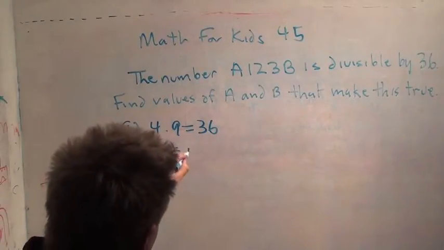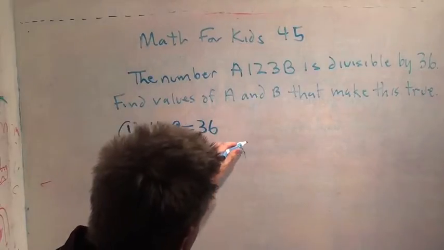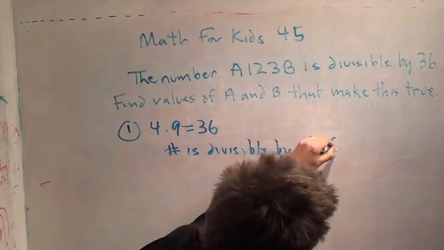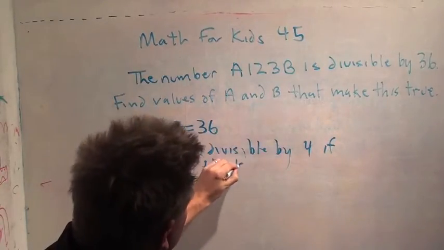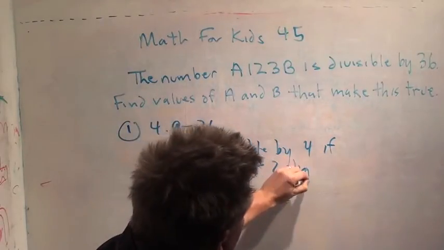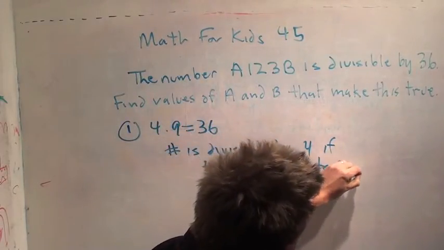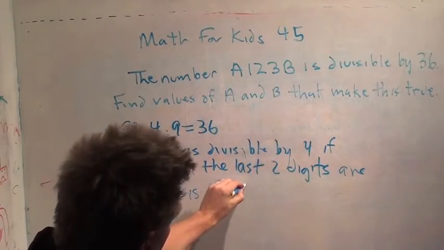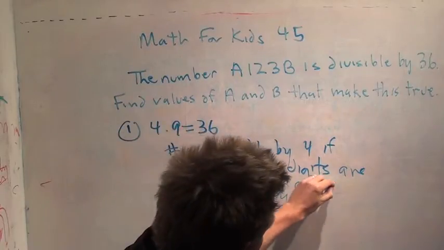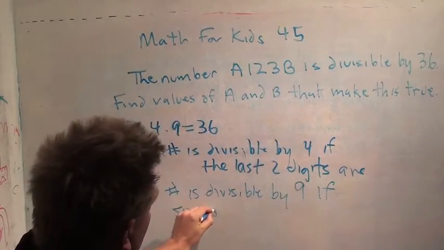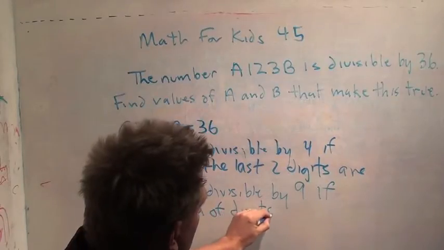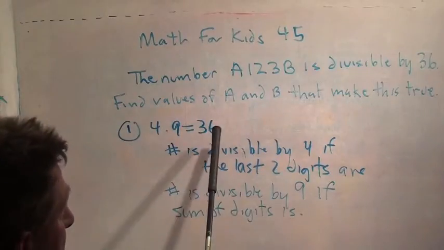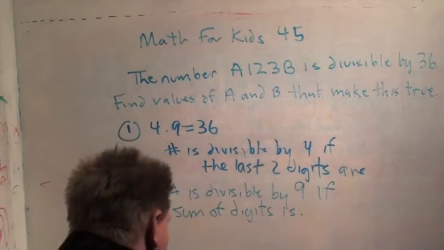So a number is divisible by 4 if the last two digits are divisible by 4. Sorry, I'm blocking the camera. What about for 9? If the sum of the digits is divisible by 9. So the nice thing about a problem like this is we don't know the divisibility rule for 36, but we do know for 4 and 9, so maybe we can make that work.